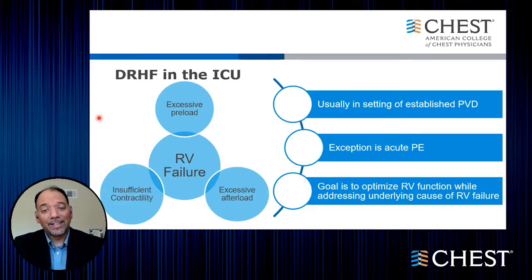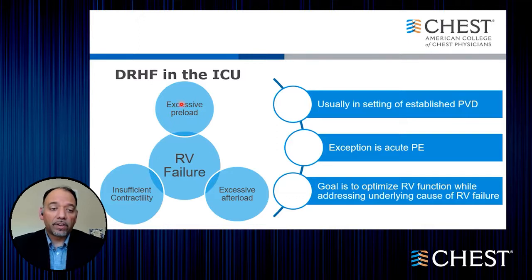So what's important to know is when you're dealing with RV failure, usually in the ICU, we're seeing RV failure in the setting of someone with very well-established pulmonary vascular disease. So for example, a patient will have connective tissue disease or some sort of pre-existing precapillary or postcapillary pulmonary hypertension. And now they're coming in with an additional insult that is causing them to be decompensated. And it's up to us as the clinician to figure out how best to balance these three things that are on the left side of the slide.